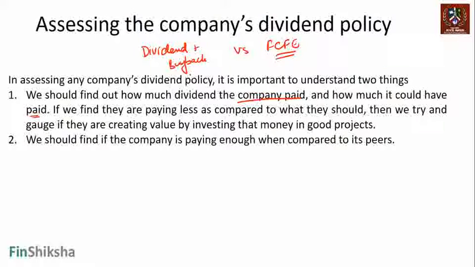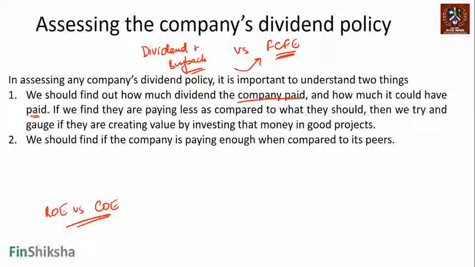And we try and gauge what this number is versus the FCFE that the company has shown. And then try and figure out if the company has paid less than the FCFE, they must be reinvesting. If they are reinvesting, we try and compare the ROE versus the cost of equity and see if the company is generating value for shareholders over that period, right?